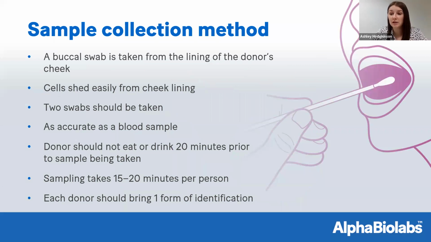Sample collection methods, like I've mentioned, it would just be a buccal swab just from the cheek, really simple, really easy to do. And appointments take roughly 15 to 20 minutes, depending on any questions that the donor has at the time. The only sample that we would take blood for relationship testing would be the prenatal, and it'd just be from the mother.